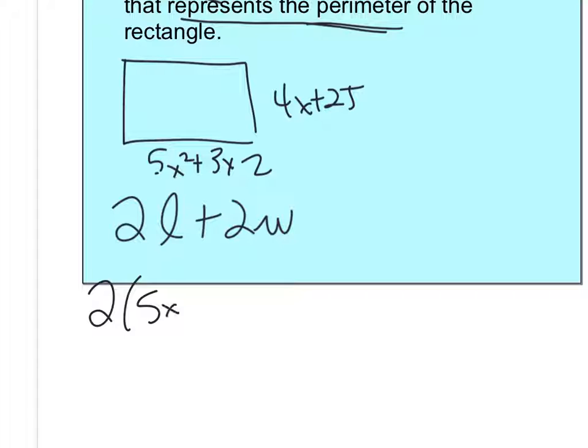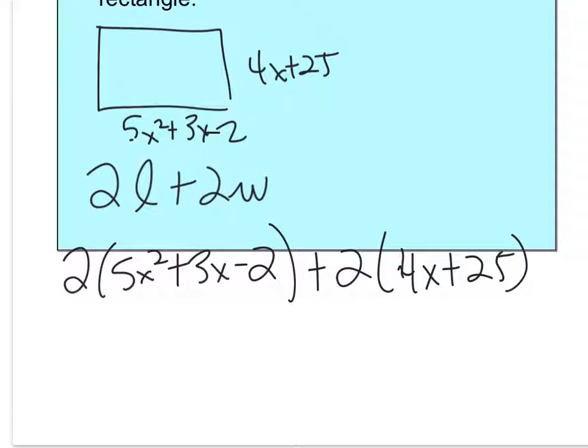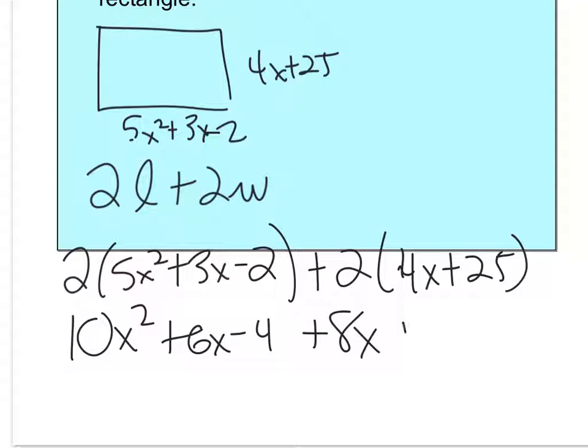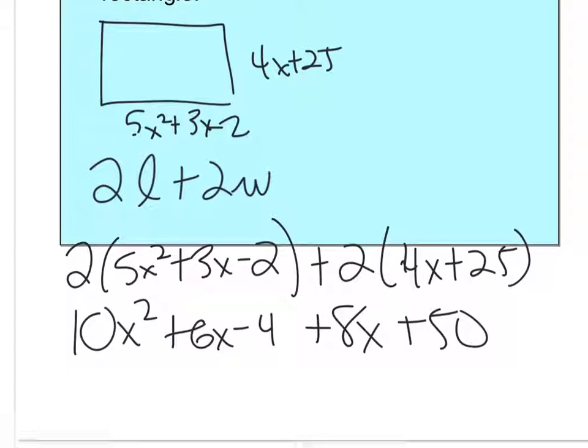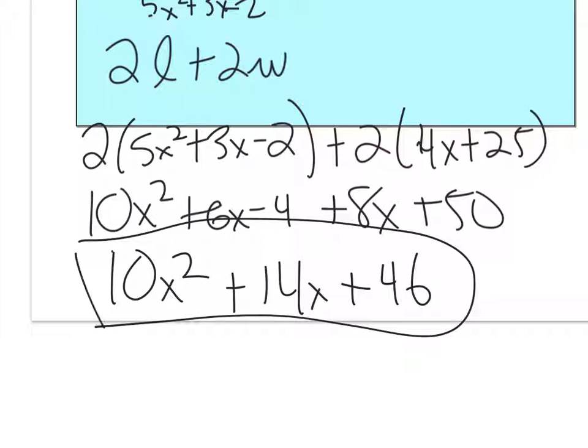2 times 5x squared plus 3x minus 2, plus twice 4x plus 25. So 10x squared plus 6x minus 4. Hopefully you're starting to see where I'm going with this. So then I'm adding these two things together. So my final function is 10x squared plus 14x plus 46. There's my answer. Okay, that's what I'm trying to put together.